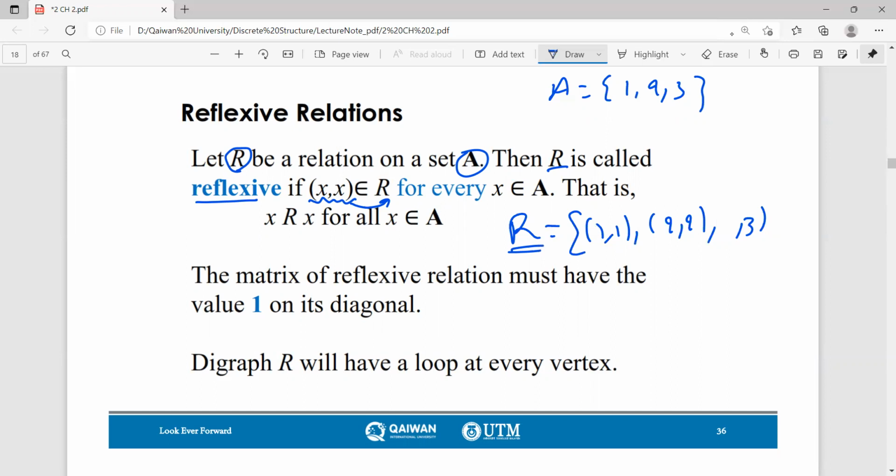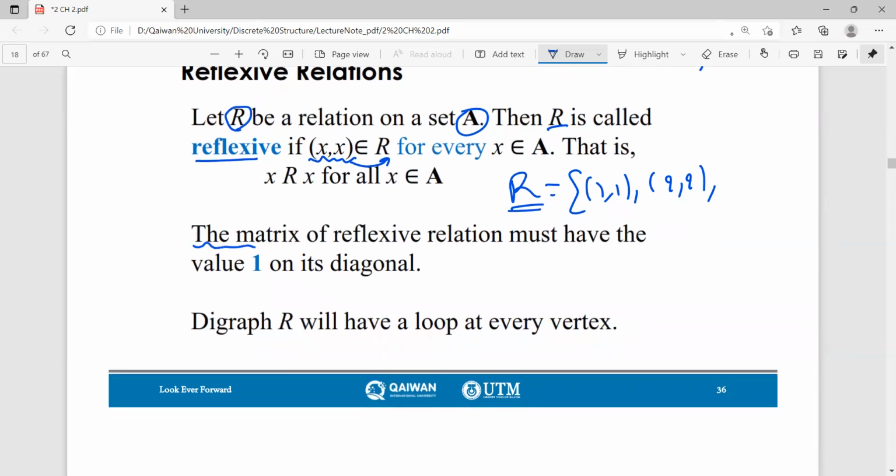So if we have no relation from one of the elements of A with itself, this is not a reflexive. That means for every element in A, we must have a relation between any element with itself. Okay? And in the matrix form, we must have 1 on the diagonal. That means all elements on the diagonal must be 1. Even if all of the others are 0, it's okay.